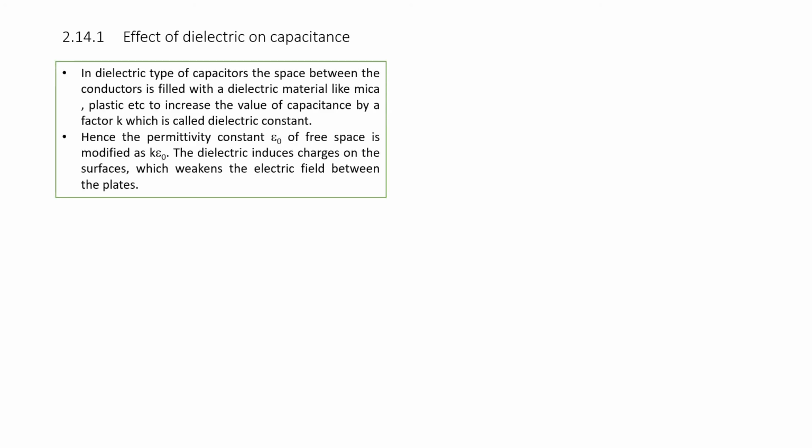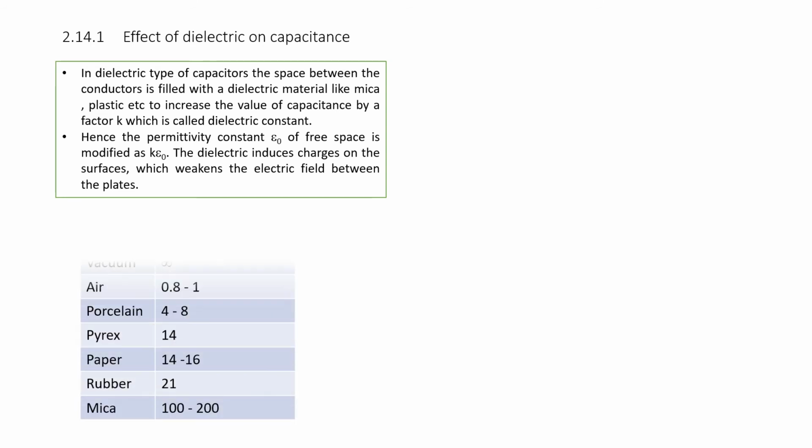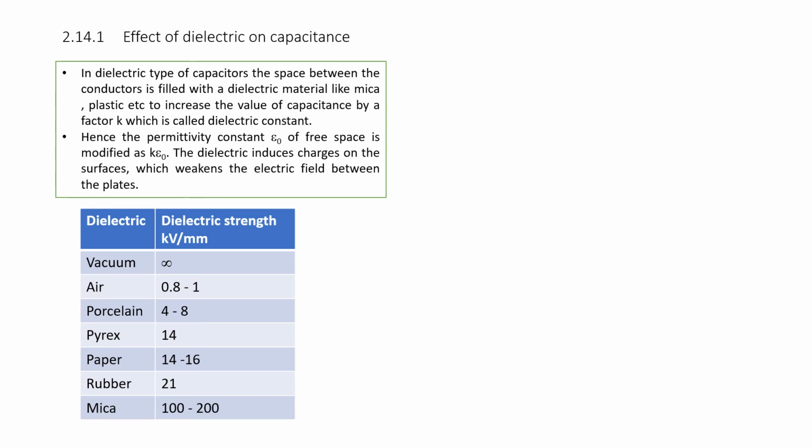Effect of dielectric on capacitance. In dielectric type of capacitors, the space between the conductors is filled with a dielectric material like mica, plastic, etc. to increase the value of capacitance by a factor K, which is called dielectric constant. We have studied in section 2b about the effect of adding a dielectric between two parallel plate conductors.